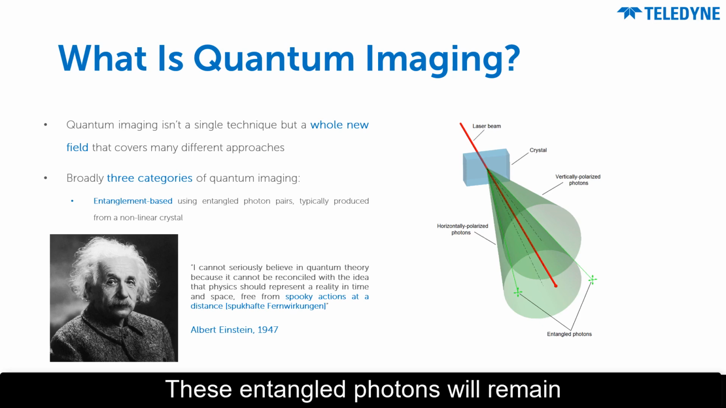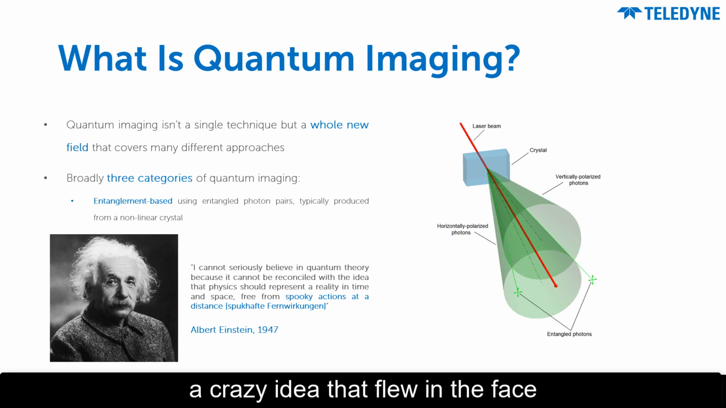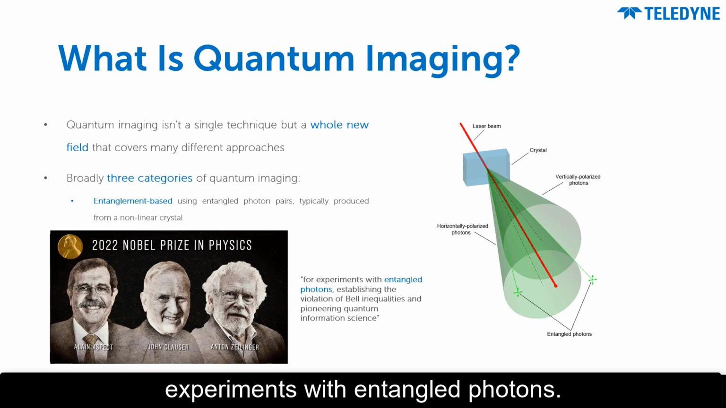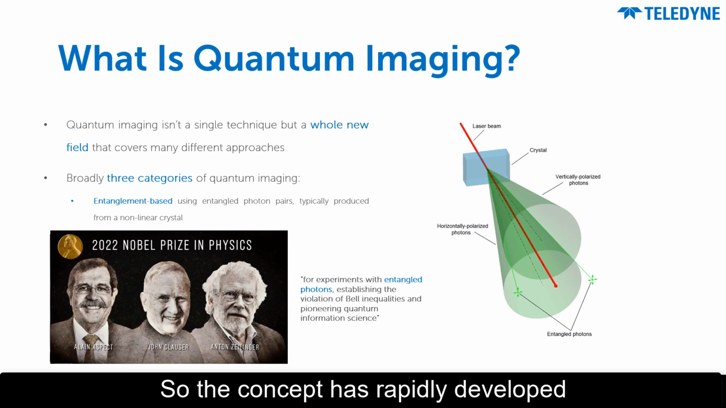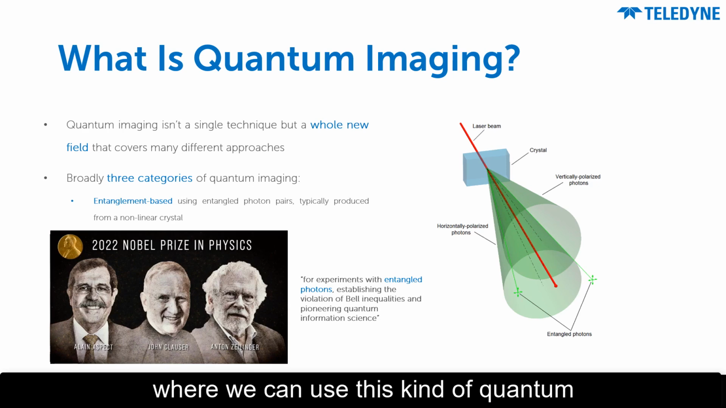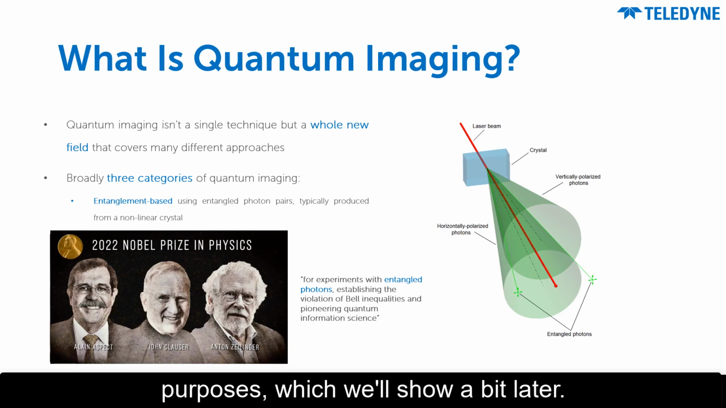These entangled photons will remain entangled even at large distance apart. And in this time, quantum physics was a crazy idea that flew in the face of established classical physics, which Einstein was quite invested in. And the idea was later given the Nobel Prize for Physics in 2022. The prize was given for experiments with entangled photons. So the concept has rapidly developed over time, and we're now at the stage where we can use this kind of quantum phenomena for established imaging purposes, which we'll show a bit later.